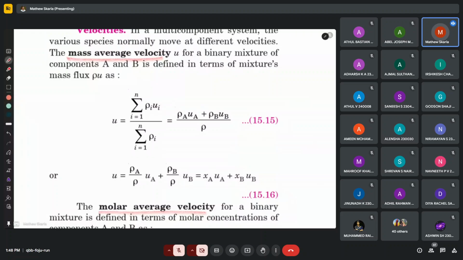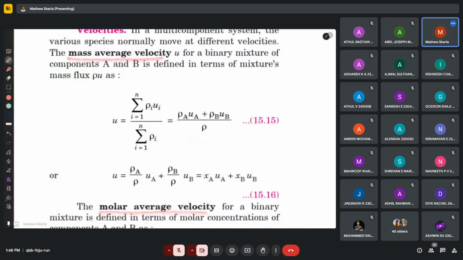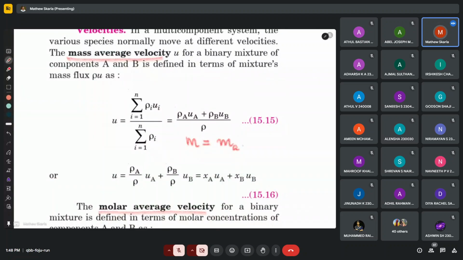Okay, we know total mass is equal to mass of species A plus mass of species B. Two species, A and B. Again we know mass is equal to rho into Q. We studied in fluid mechanics that M is equal to rho Q, that's rho into area into velocity, rho AV. Q is equal to area into velocity.